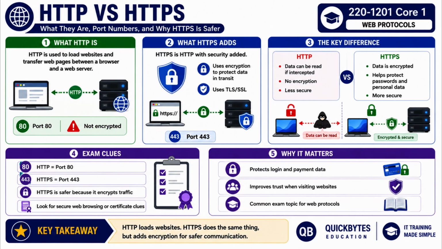HTTP and HTTPS are both used to load websites, but for CompTIA A+ Core 1 (220-1201), you need to know the difference, the port numbers, and why HTTPS is safer. By the end of this quick bite, you'll know what HTTP does, what HTTPS adds, and how this shows up on the exam. Welcome to QuickBytes Education.